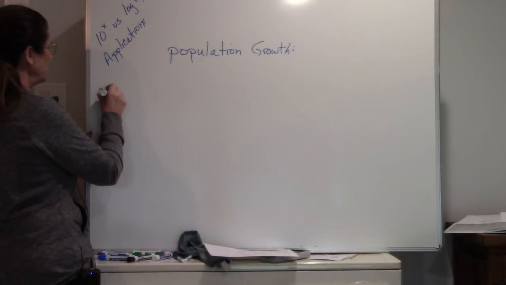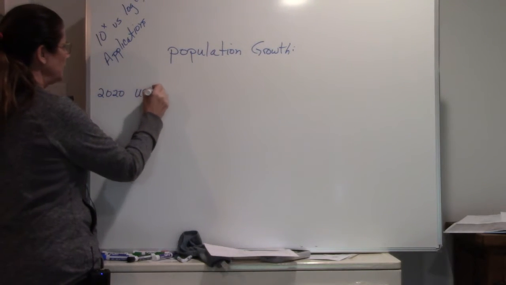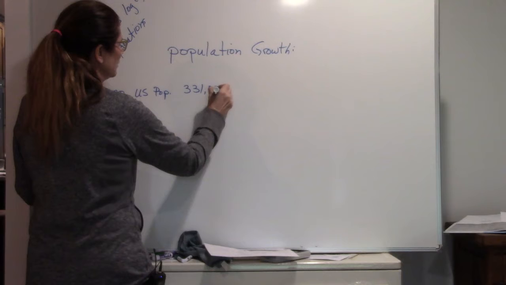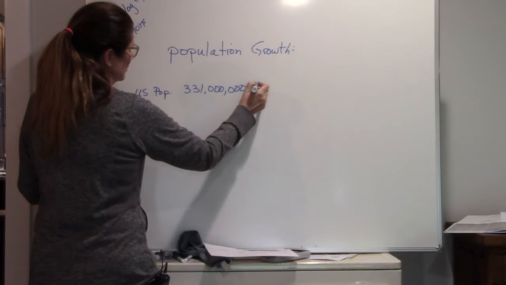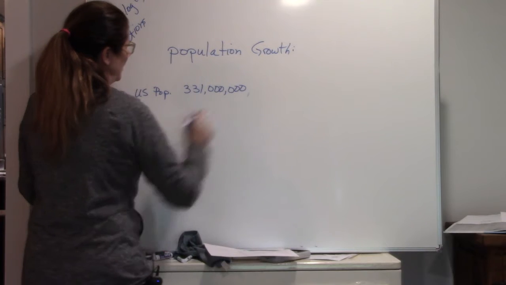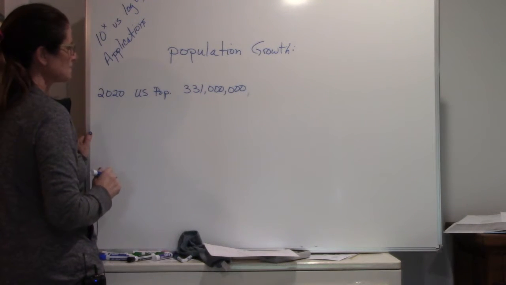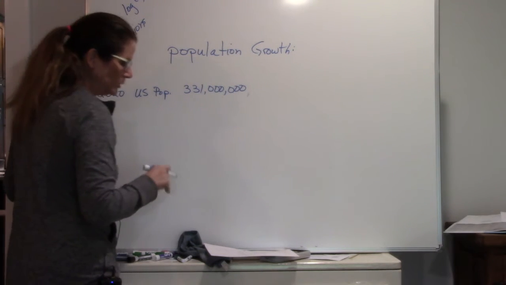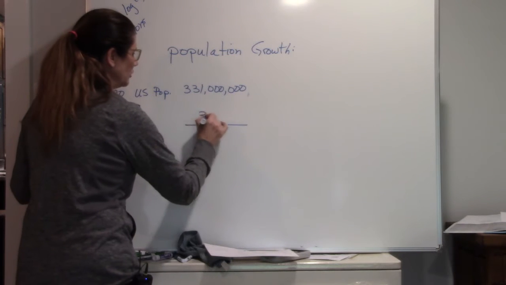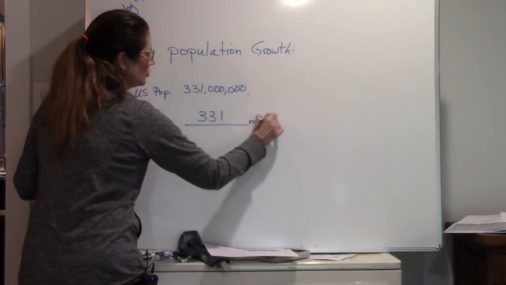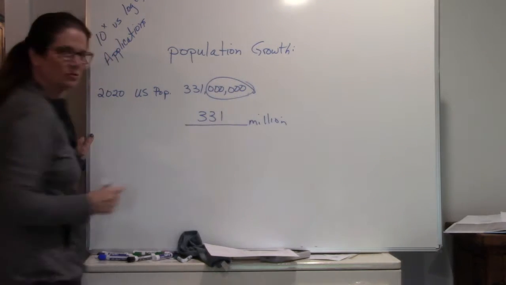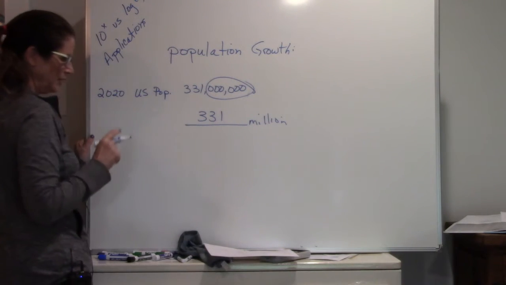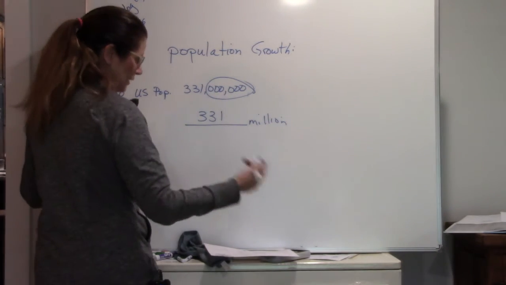So in 2020, the U.S. population is 331 million, roughly. Yeah, 331 million. Okay? Now, the function that we're going to use says, is approximately blank million people. So in that blank, you're going to write 331 million. What that does is eliminate all these zeros. We don't have to use them. Okay? All right.